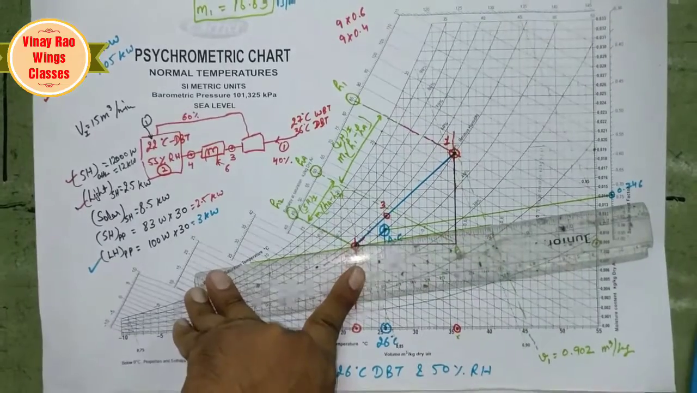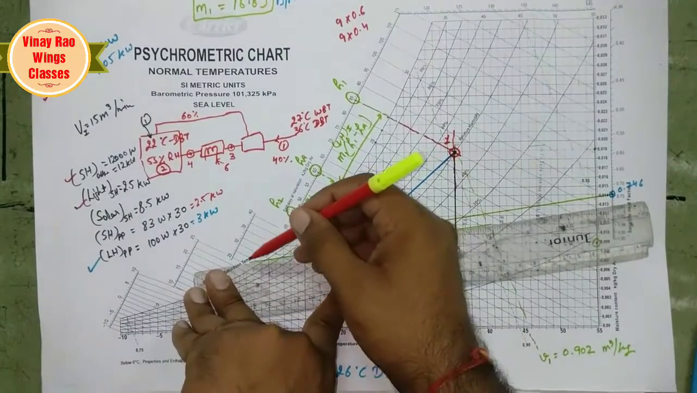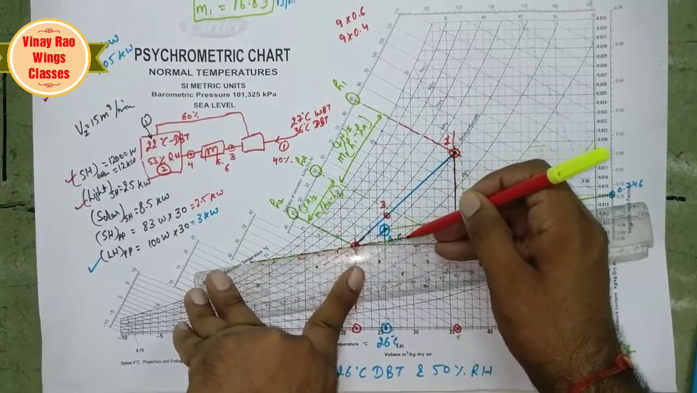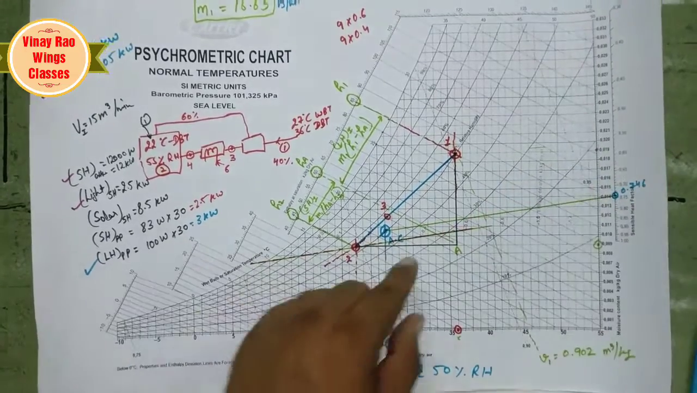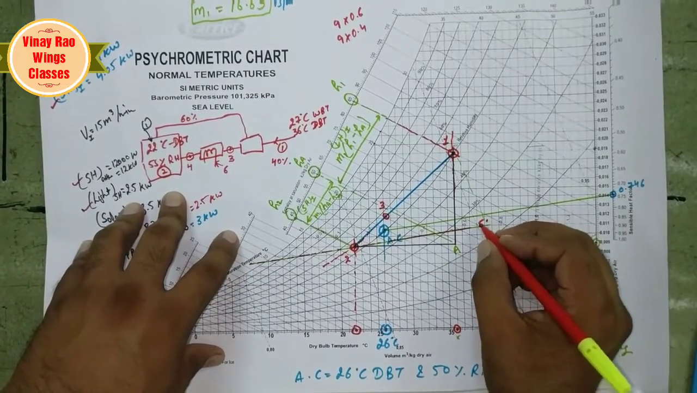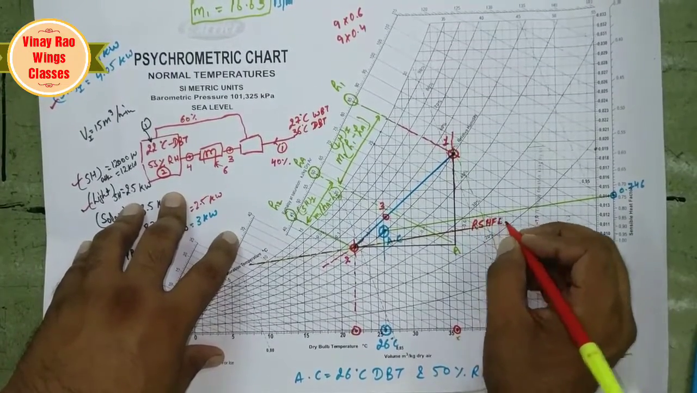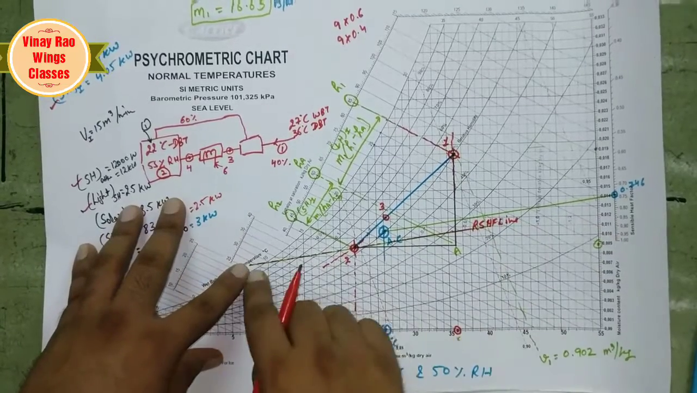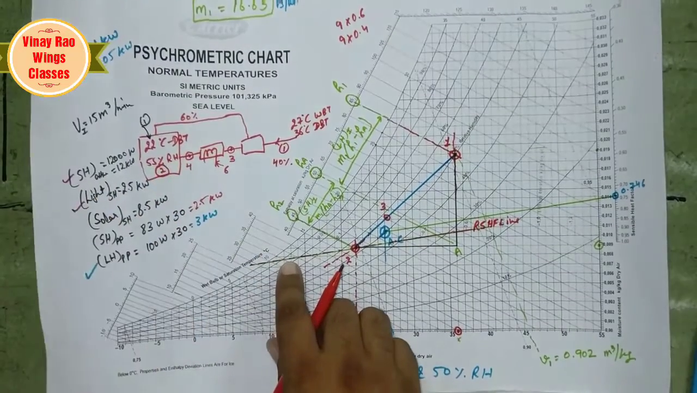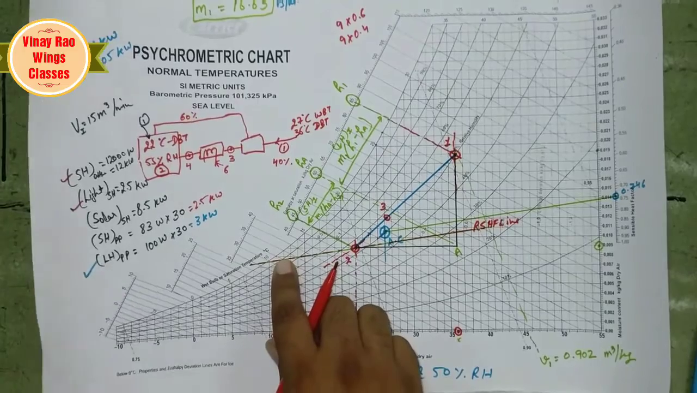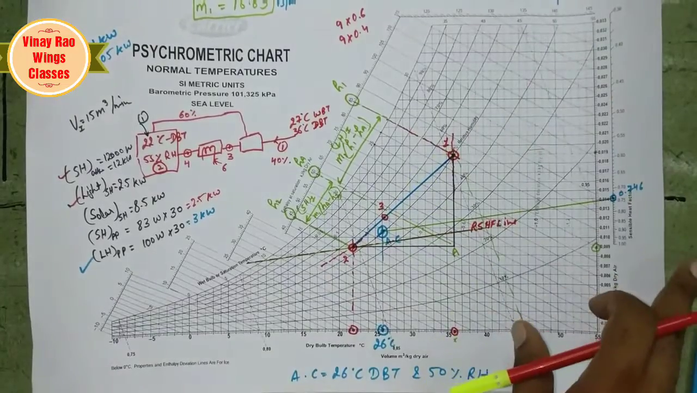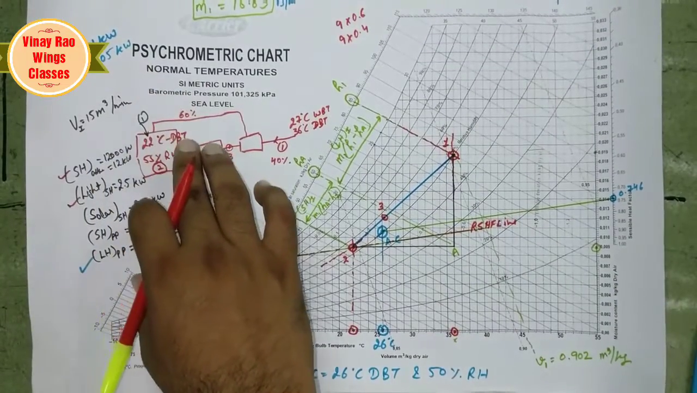I will use a different color. We are using a red dotted line. That red dotted line is parallel to the green line, the room sensible heat factor line. That dotted line means the condition at point number 4 exists on this line. So we got the room sensible heat factor, we got these points, and we calculate all the sensible heat parameters.